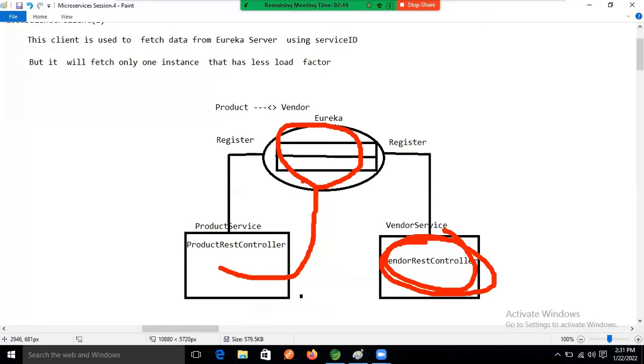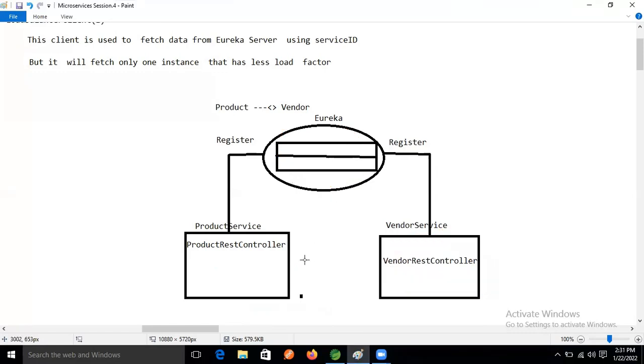Yes, load balancer client. That client's name is what we are going to use this time. That client is the load balancer client. Clear, guys? Load balancer.